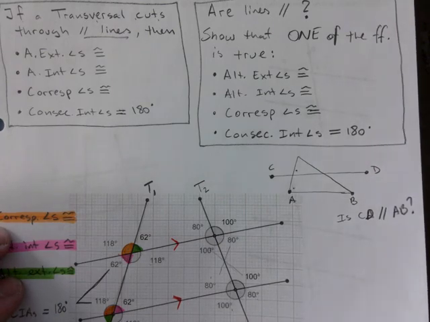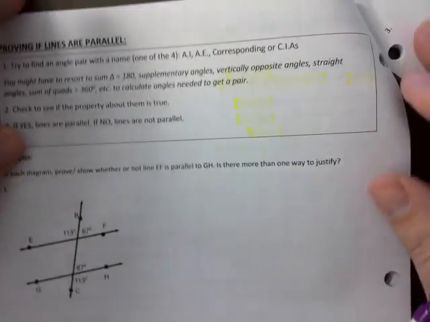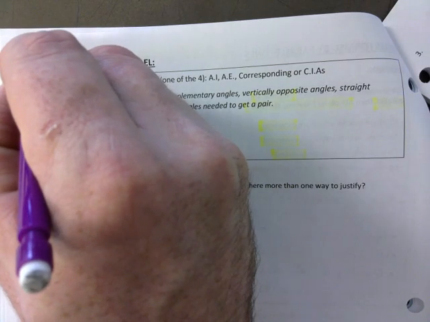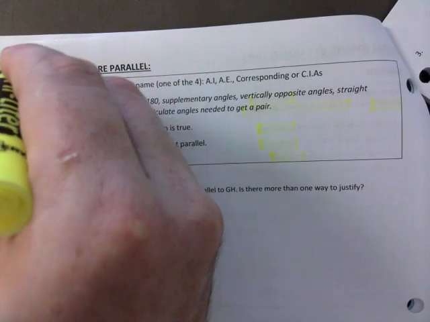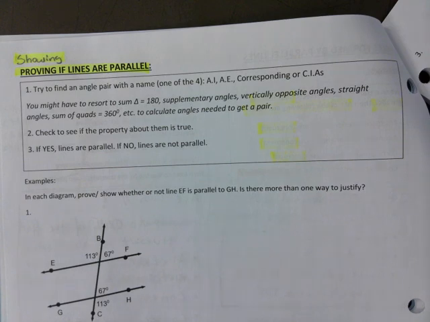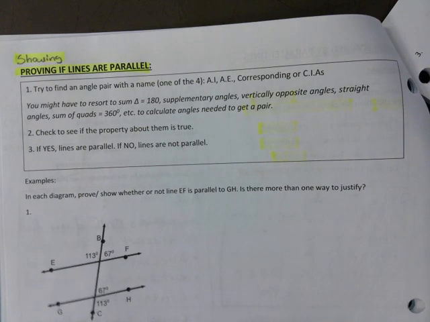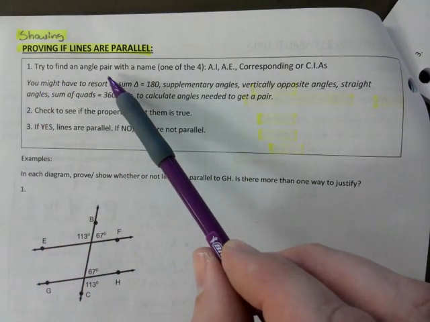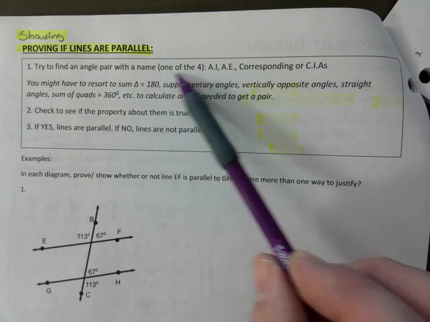So here we go, page 7. And I give you a little hint here on how to do it. Go to 7, and at the very top it says proving if lines are parallel. You can also say showing. It's the same thing. Showing or proving their lines are parallel. So this is how I approach it, okay? Try to find an angle pair with a name. That's one of the four.